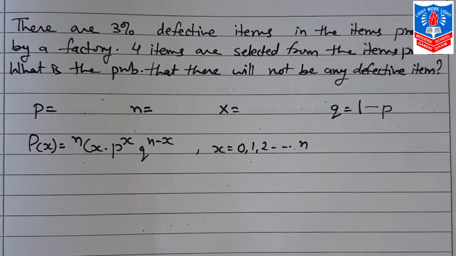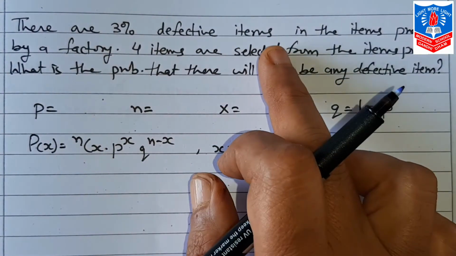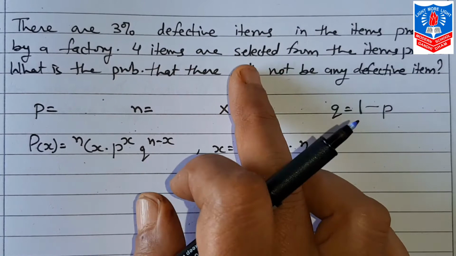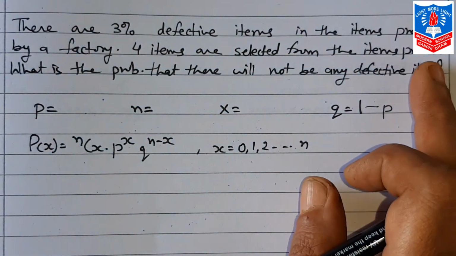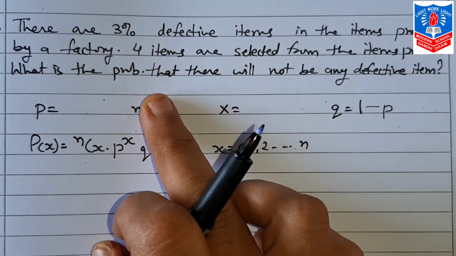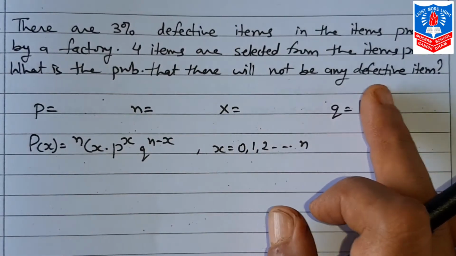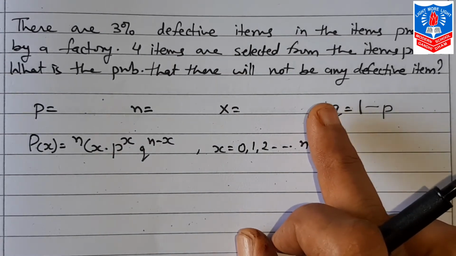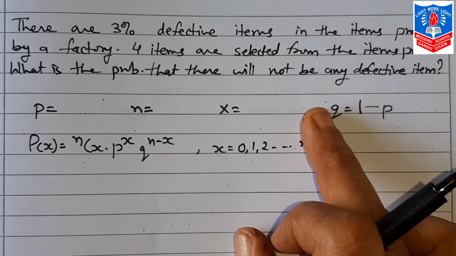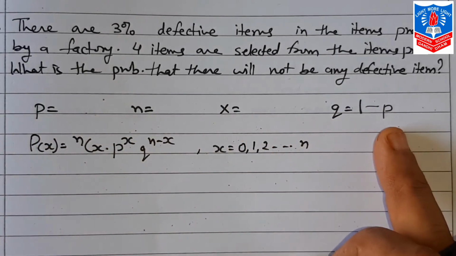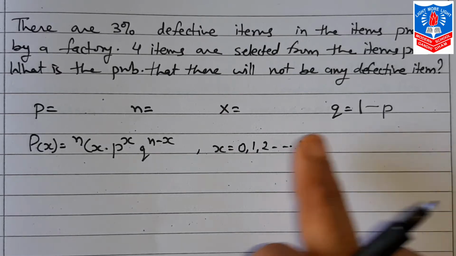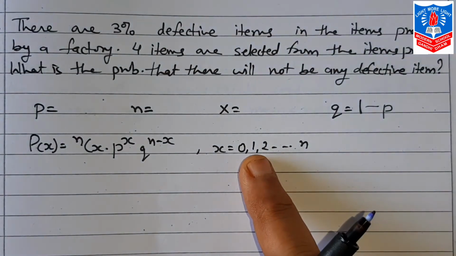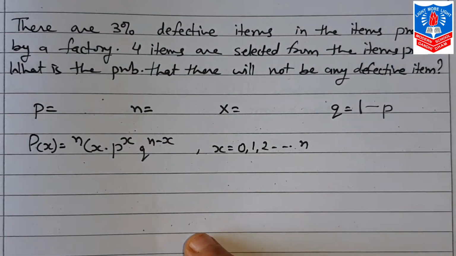Now first sum: there are 3% defective items in the items produced by a factory. 4 items are selected from the items produced. What is the probability that there will not be any defective item? Now as usual, the first thing you always do is write the values which are given. Then write the formula. Which formula will be applicable in this question? After that, start solving the sum.